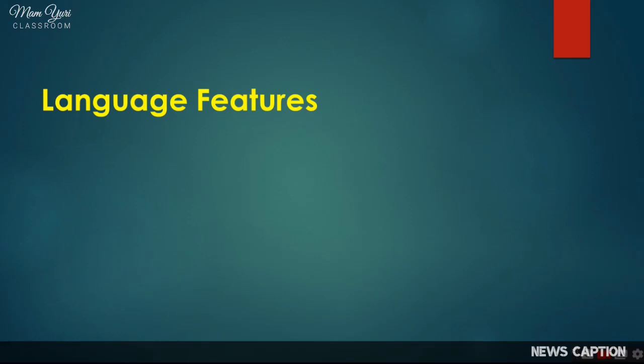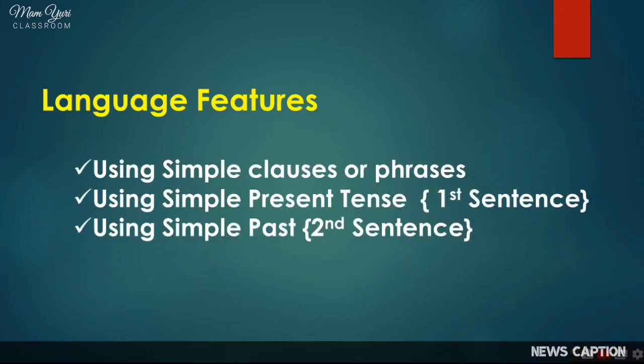Continue to language features. Okay, in captions, you will use simple clauses and also phrases, and then use simple present tense for the first sentence and simple past for the second sentence. Do you still remember about this, guys? Using simple phrases or clauses, as I described before, and also using simple present tense when you put subject and verb 1, and then using simple past with subject and verb 2.